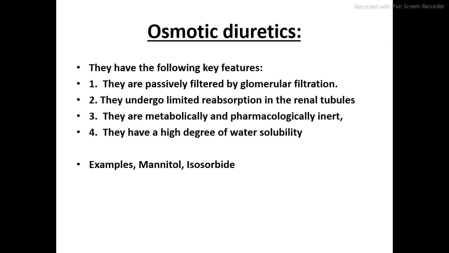Osmotic diuretics have the following key features. They are passively filtered by glomerular filtration. They undergo limited reabsorption in the renal tubules. They are metabolically and pharmacologically inert, and they have a high degree of water solubility. Examples are mannitol and isosorbide.